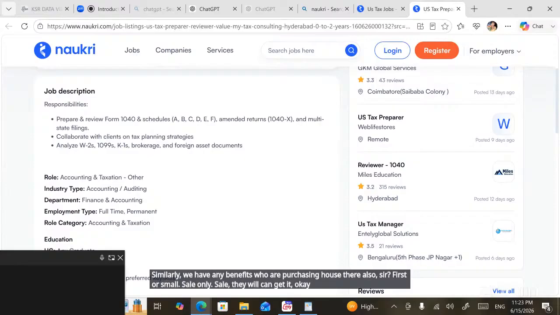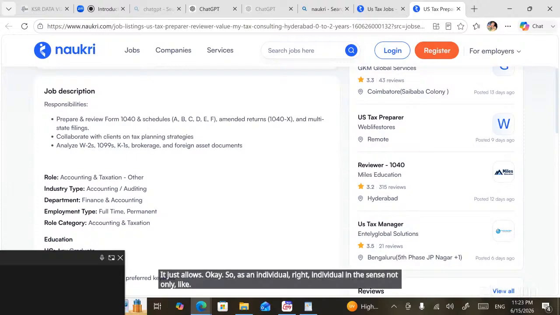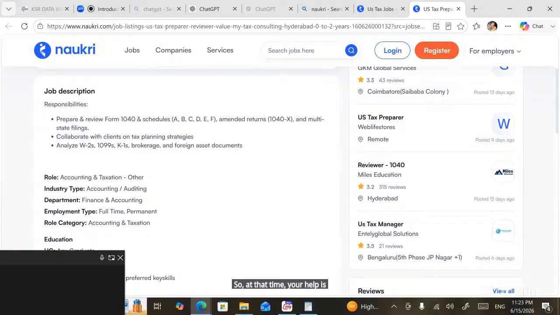Okay. And interest will be interest on loan taken for purchase of house. Okay. So as an individual, right? Individual in the sense not only your salary income. When you are buying a house, when you are selling a house, we also need to showcase all those things in the tax filing, sir. So at that time, your help is required for the people. So obviously, we will have work.